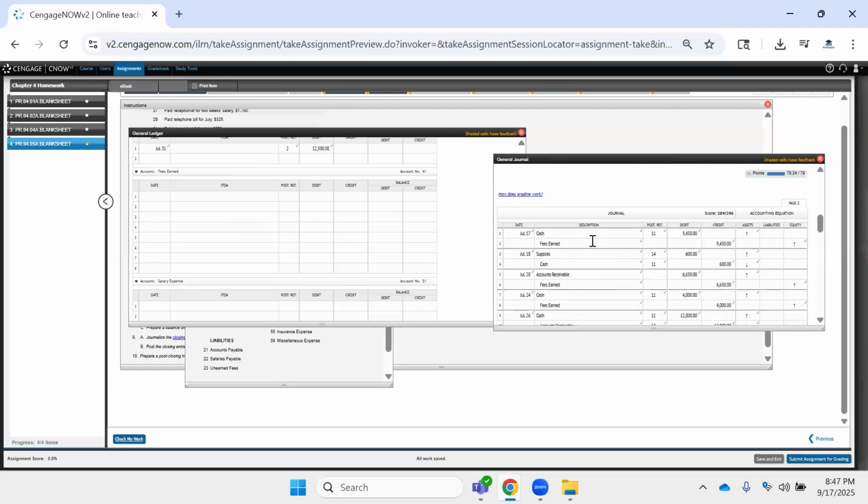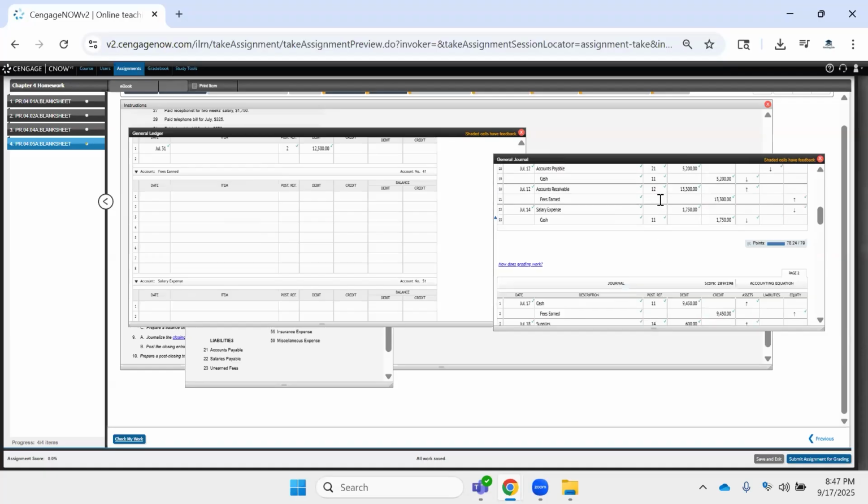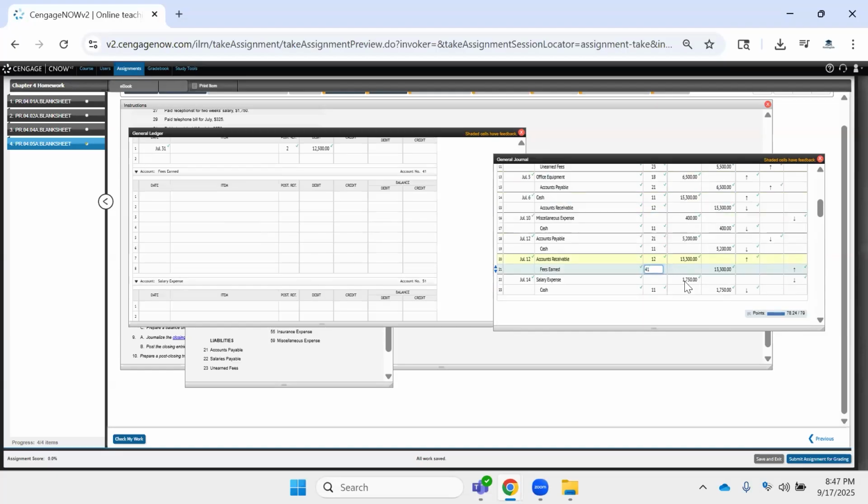Now we'll get into our fees earned account. And our fees earned is account number 41. And we had the first one was on the 12th. Still page 1 though, of 13,300.